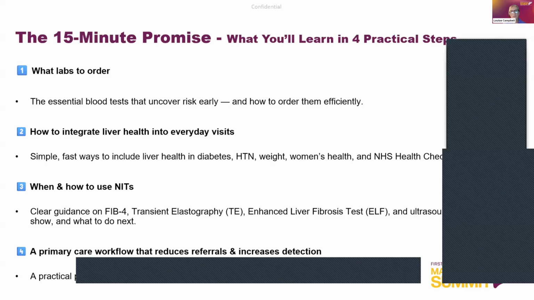So the 15-minute promise that I've got for you is what you're learning: 4 practical steps. We're going to look at what labs to order, how to integrate liver health into your everyday visits, and simple, fast ways to include liver health in the diabetes, hypertension, weight, women's health, and some of the health checks. We have NHS health checks, but around Europe, different countries will use different health checks at different ages. Then, when and how to use the non-invasive tests.